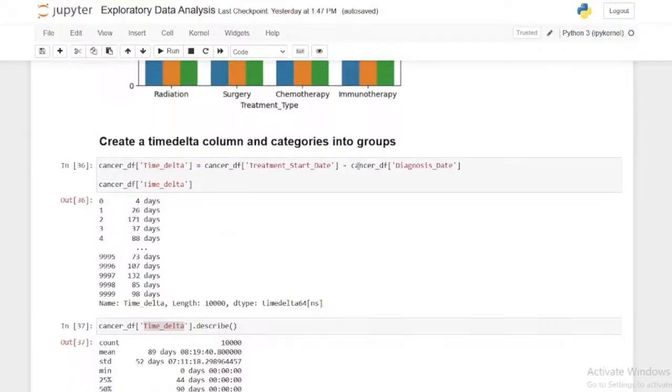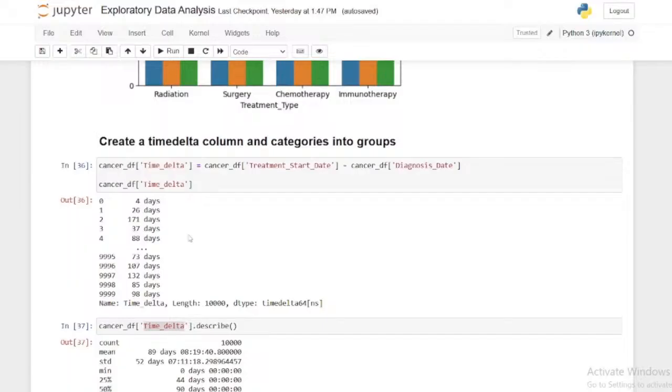So we'll be subtracting our diagnosis date, which is the date that patient was diagnosed of having cancer, from the date the patient started treatment. So we want to see this time difference. With that, we were able to create another column, and we call that our time data column. So you can see we have 4 days, 26 days, 171 days for the different patients.